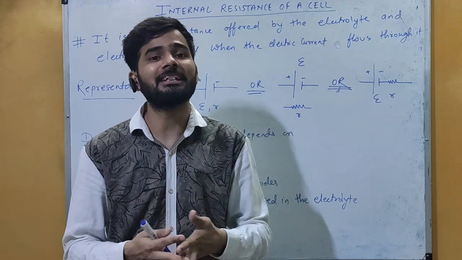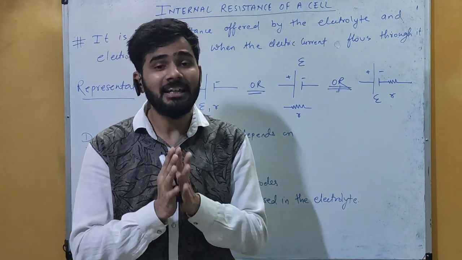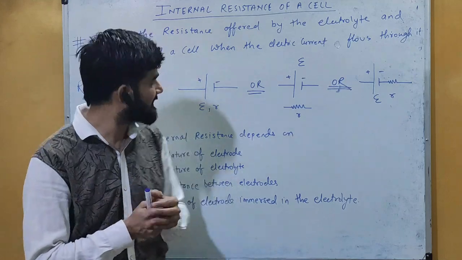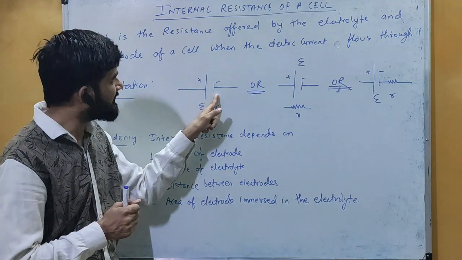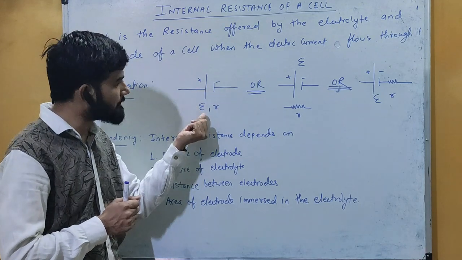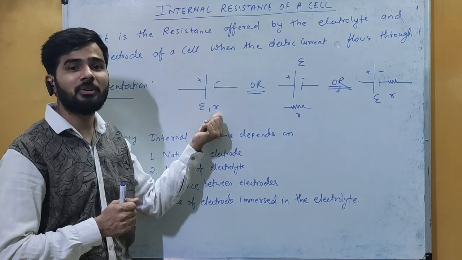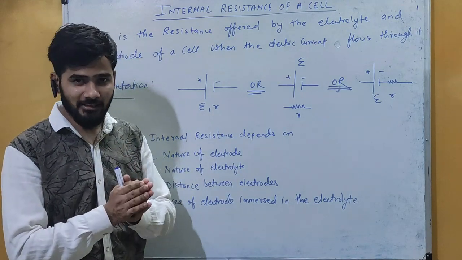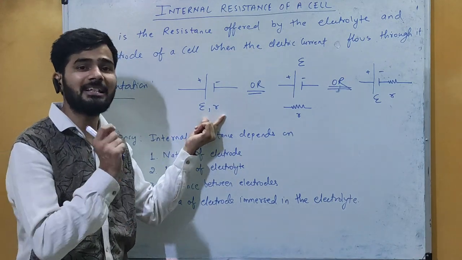Now, how is this internal resistance represented? We have different forms in which we can represent it. Here we have the positive electrode and the negative electrode, which means it's a cell, and its EMF is E. If you write R along with it, it means this represents the internal resistance. There is no need to draw any resistance here.